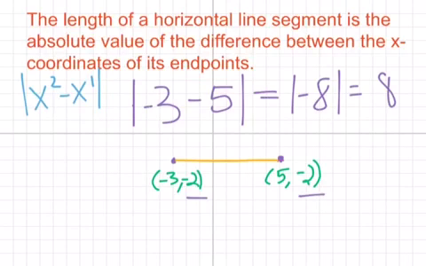The reason why we're doing absolute values is because distance is always positive. That's what we want to think about. That's why we're using the absolute value bars.